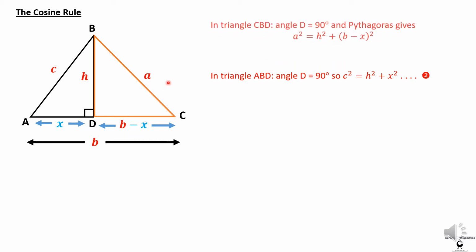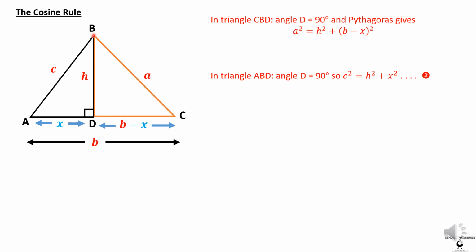Right, now let me take this triangle here, triangle CBD. This is 90 degrees here. And if you want to find a, you use Pythagoras. You say a squared is equal to h squared plus the sum of (b minus x) all squared. And when you clean that up, you eventually end up with this particular equation here. So now I have two equations: equation 1 and equation 2.